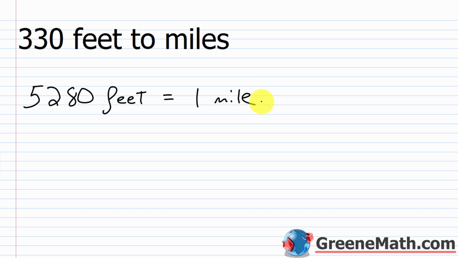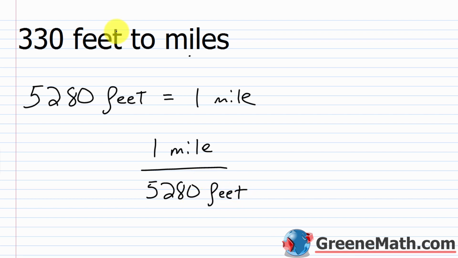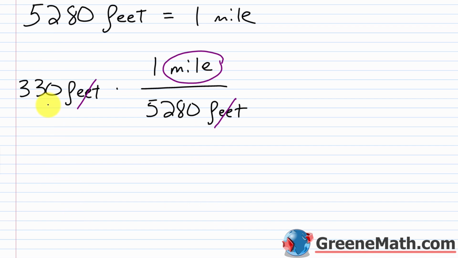Now, I want to end up with miles. That's what I wanted in terms of. So when I set up my unit fraction, I want 1 mile on top. Again, that's what I want to end up with. I want to end up with something in terms of miles. And I want 5,280 feet on the bottom because I want to get rid of feet. I don't want that anymore. So then I have 330 feet. Then I'm going to multiply this by. And of course, the units I don't want are going to cancel out. This is going to cancel with this. And I'm just left with this as my unit. So now what I have is 330 times 1 over 5,280. So let's set that up as a division problem. So 330.